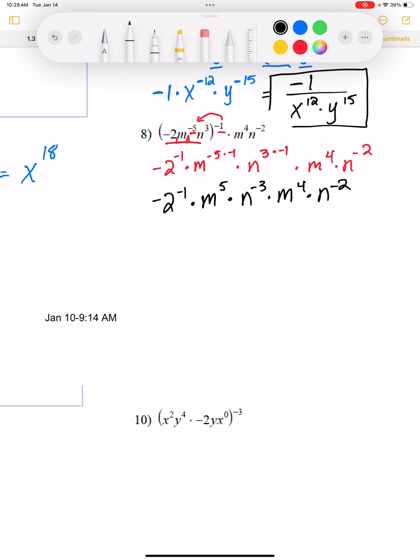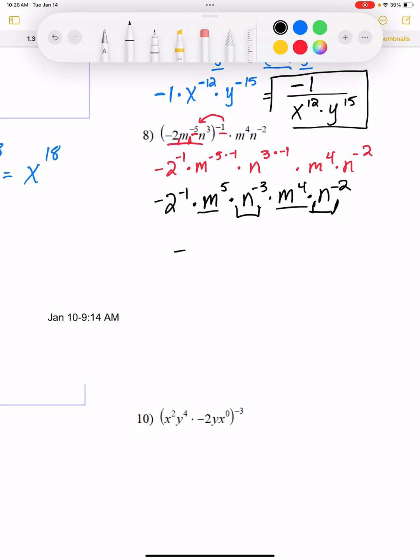I can combine m to the 5th and m to the 4th, and then n to the negative 3rd and n to the negative 2nd. So I'm going to continue to write this out and say this is negative 2 to the negative 1 times m to the 5th times m to the 4th is m to the 9th, right? You're adding them. And then n to the negative 3rd times n to the negative 2nd is n to the negative 5th.